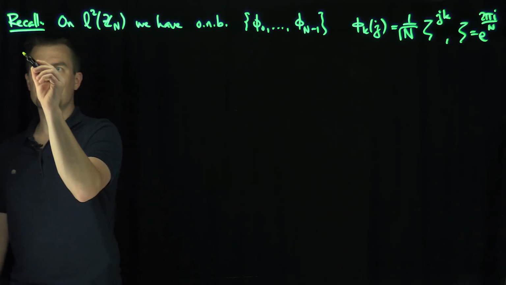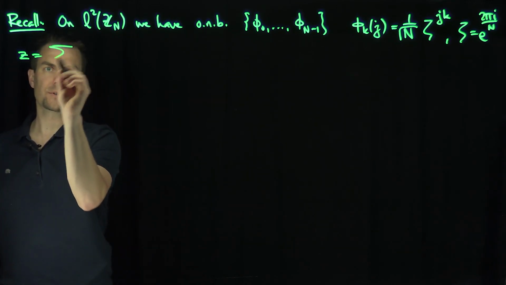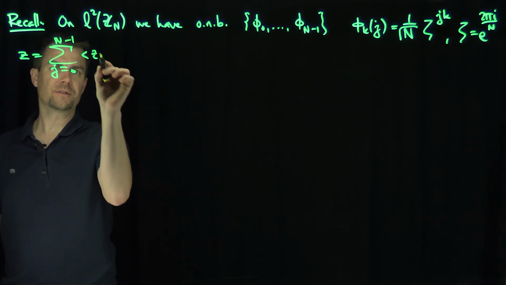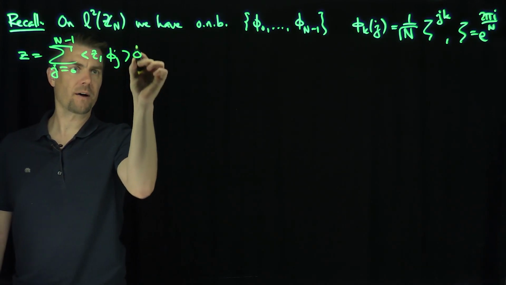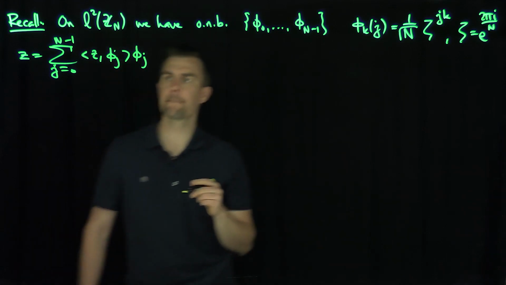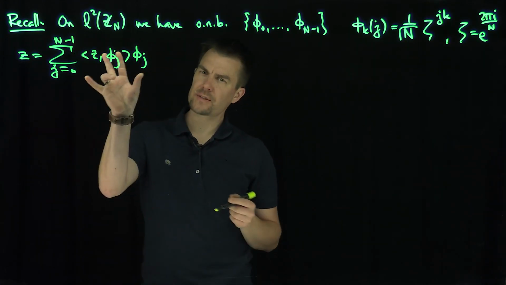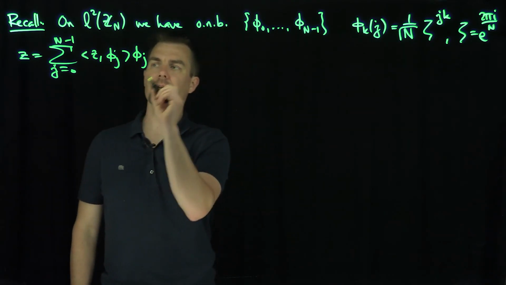And that allowed us to write any z in L2. z is really just the sum, j goes from 0 to n minus 1, of the inner product of z with phi j, like that. That's our orthonormal basis expansion. Those are our coefficients. Now, these are not exactly the Fourier coefficients. We defined a slightly different variant of these things.